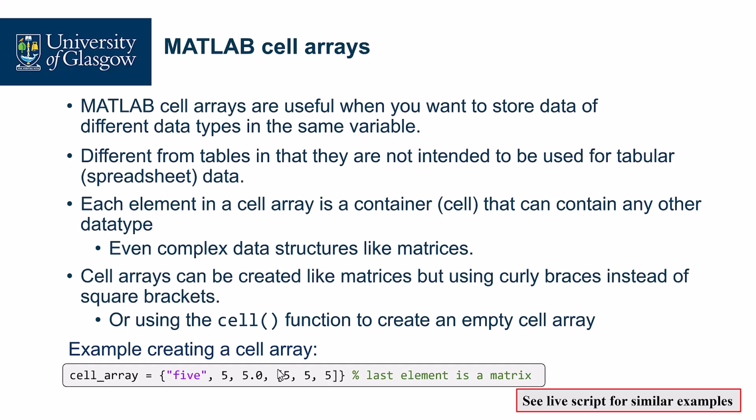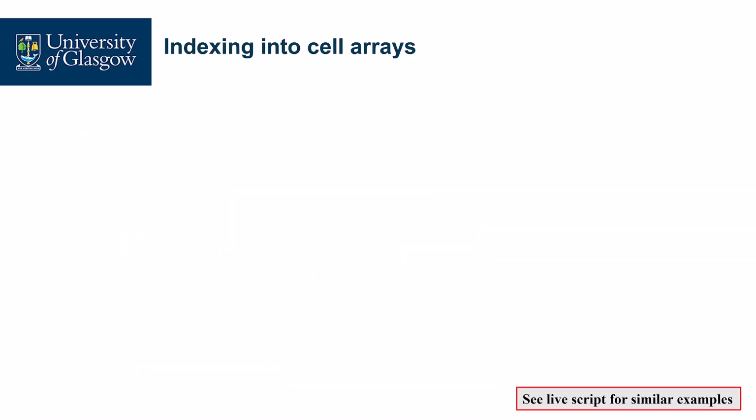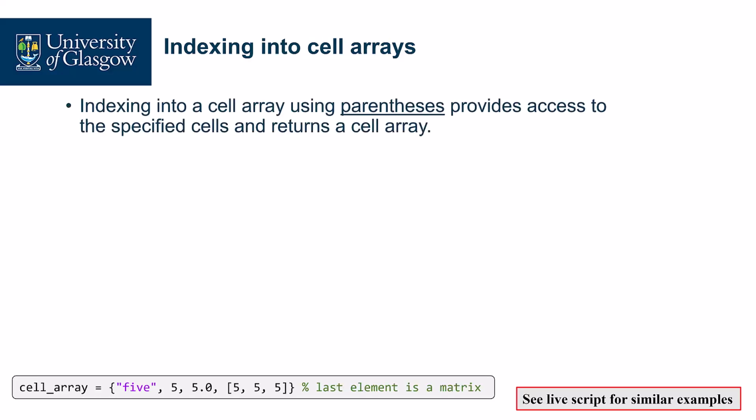When I create a cell array, following our steps, what shall we do next? We need to know how to index its elements. There are 2 ways. The first way is to use parentheses, as we use in matrices and tables. And remember, when we do this, the return value is still a cell array. So let's see an example.